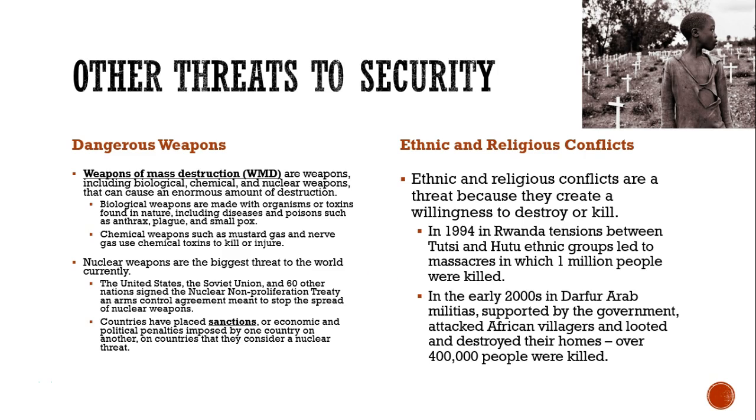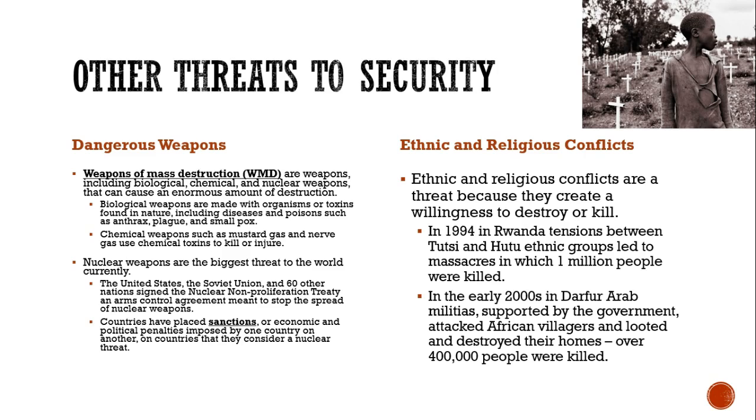Weapons of mass destruction have become more of a concern in recent times. Weapons of mass destruction are weapons that include biological, chemical, and nuclear weapons that can cause an enormous amount of destruction. In most recent years, the biggest fear has been nuclear. Biological weapons are made with organisms or toxins found in nature and include diseases and poisons such as anthrax, plague, and smallpox. Chemical weapons, such as mustard gas that was used during World War II, and nerve gas, use chemical toxins to kill or injure.